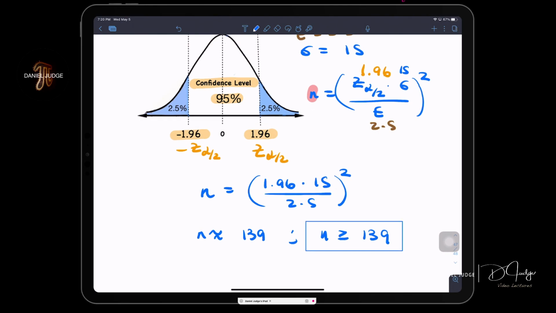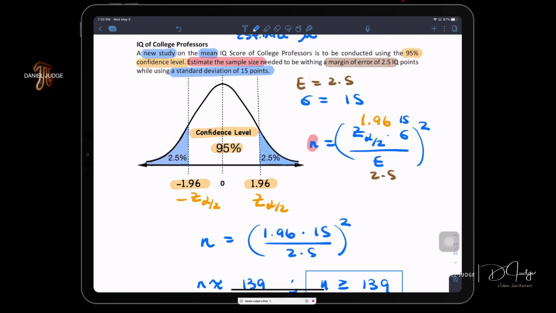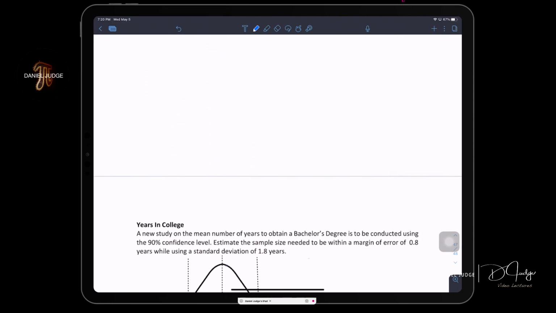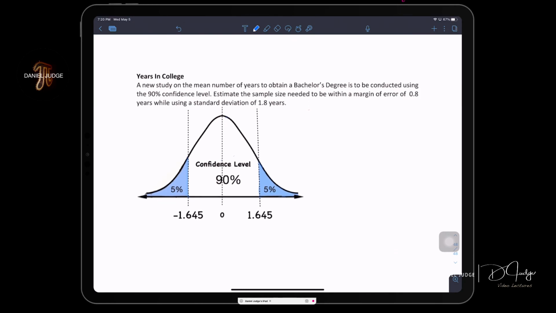So you would start a new study with at the very least 139 data values. I wouldn't go any more than 139. Maybe I'd do 140, but I'll still be within the required margin of error. So there you go.